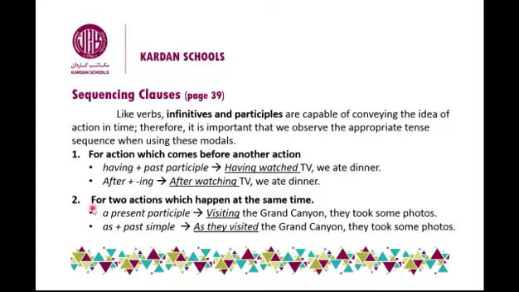The second one, for 2 actions which happen at the same time. Sometimes there might be 2 actions happening at the same time, and here the usage is a present participle. Present participle means the ing form. Visiting the Grand Canyon, they took some photos. It means during visiting the Grand Canyon, these people also took some photos.